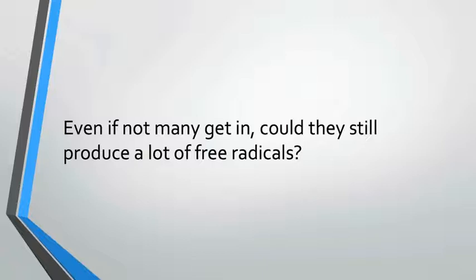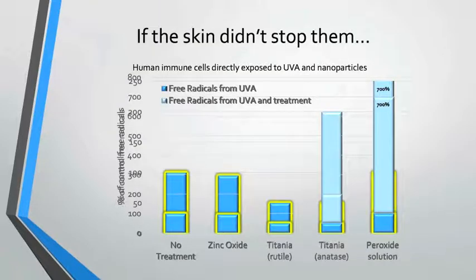Let's say the skin doesn't stop them. Let's take some of our immune cells that we've been playing with, dose them up, get them to suck up as many nanoparticles as we can. And then what we're going to do is put them in a little chamber that simulates sunlight, and blast them with sunlight, and see how much of these free radicals are made.